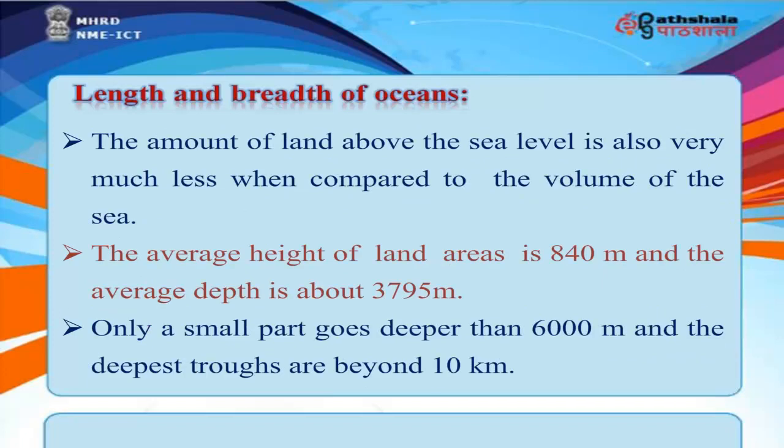The amount of land above the sea level is also very much less when compared to the volume of the sea. The average height of land areas is 840 meters, and the average depth is about 3,795 meters. Only a small part goes deeper than 6,000 meters, and the deepest troughs are beyond 10 kilometers.